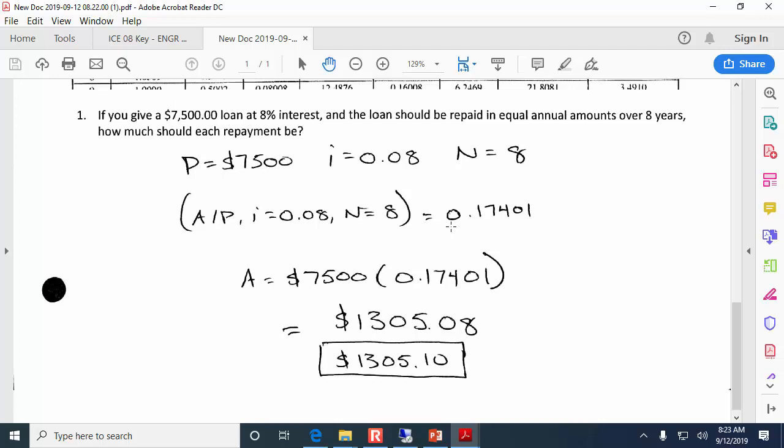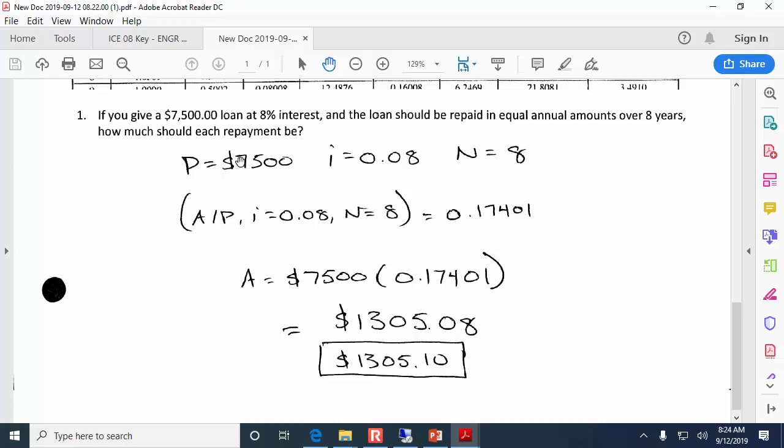Okay, problem 1, the first one. You are giving a loan, so that's going to be an outflow of $7,500 at the present. Now it doesn't say specifically at year 0, but that's the default assumption. If it didn't tell you which year it happened in, you can infer it means it's happening now. So you give a loan of $7,500, i equals 0.8, n equals 8.